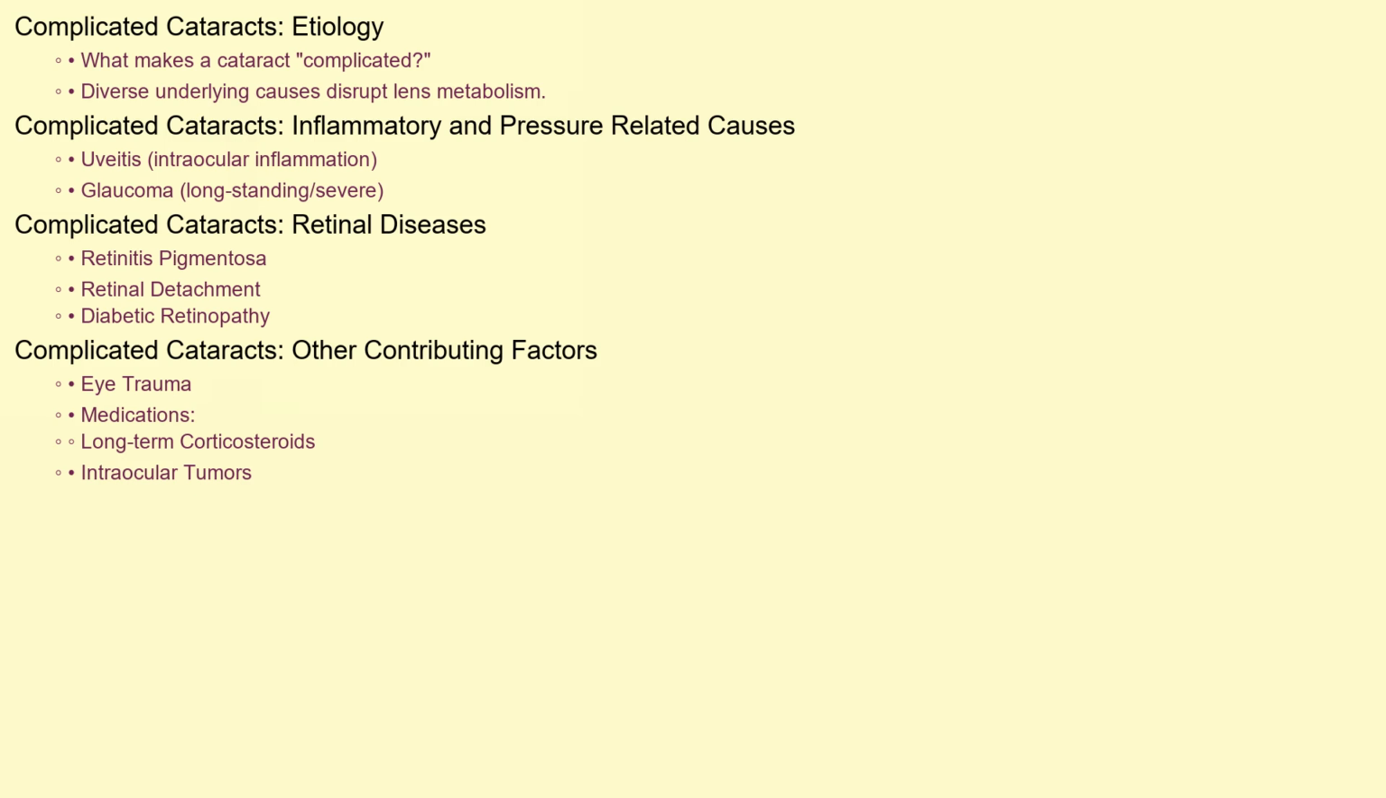Eye trauma, certain medications like corticosteroids used over a long period, and even intraocular tumors can also trigger their formation. Essentially, any underlying issue disrupting the normal metabolism of the lens can lead to a complicated cataract.